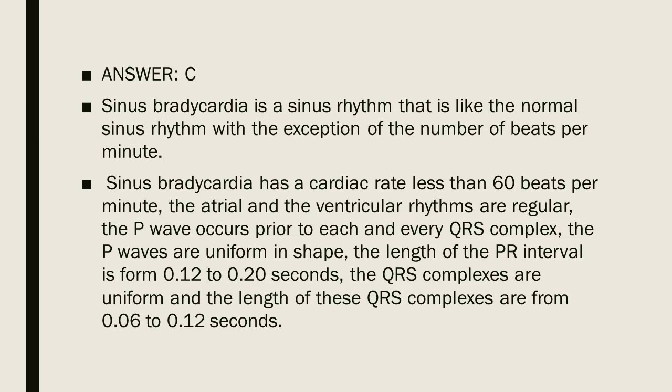Sinus bradycardia is a sinus rhythm that is like the normal sinus rhythm with the exception of the number of beats per minute. Sinus bradycardia has a cardiac rate less than 60 beats per minute. The atrial and the ventricular rhythms are regular. The P wave occurs prior to each and every QRS complex. The P waves are uniform in shape. The length of the PR interval is from 0.12 to 0.20 seconds. The QRS complexes are uniform and the length of these QRS complexes are from 0.06 to 0.12 seconds.